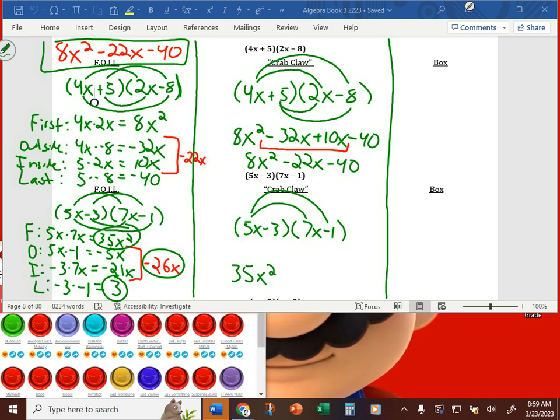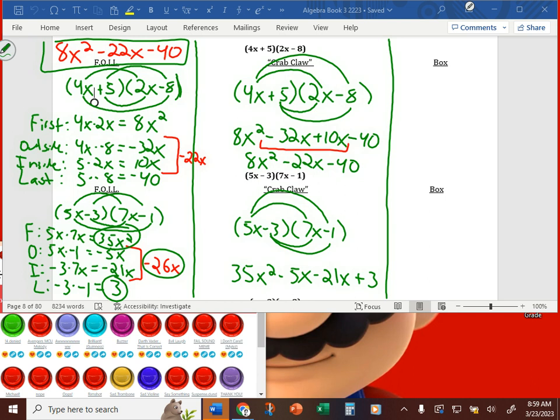We just get to be a little bit creative on how we make that happen. 5x times negative 1 is negative 5x. Now with that negative 3 going underneath, negative 3 times 7x is a negative 21x. And then negative 3 times negative 1 is a positive 3. Okay? We still have the same terms that we can combine, negative 5x and negative 21x. We're getting the same answers we got before: 35x squared minus 26x plus 3. Okay?